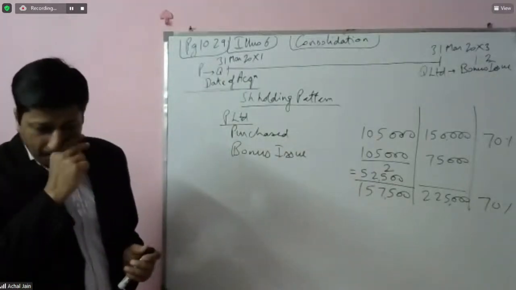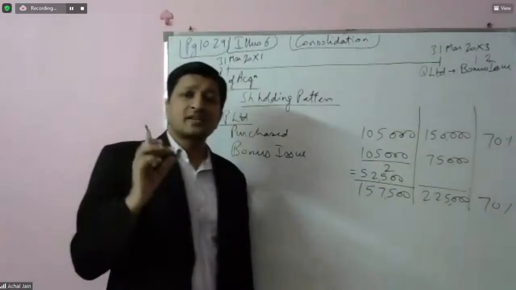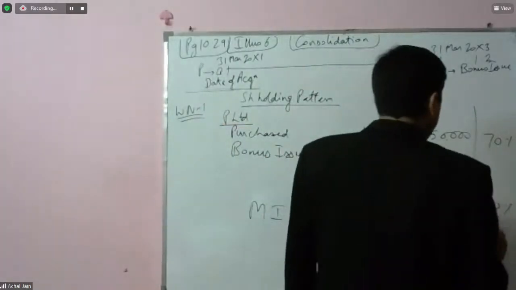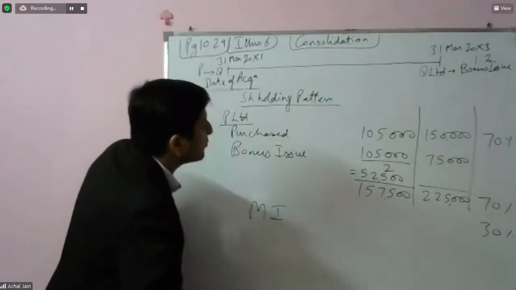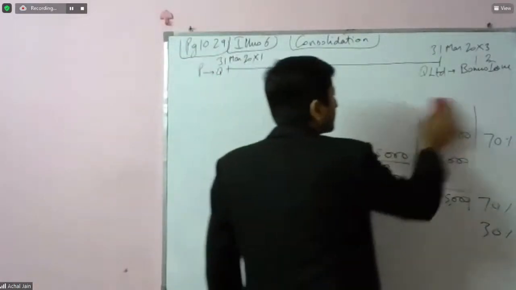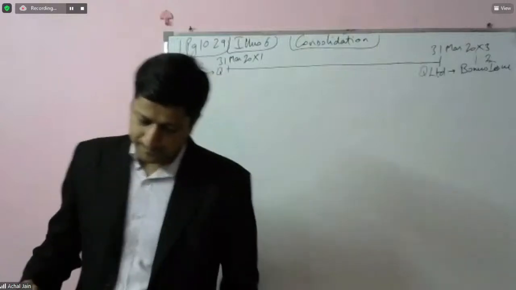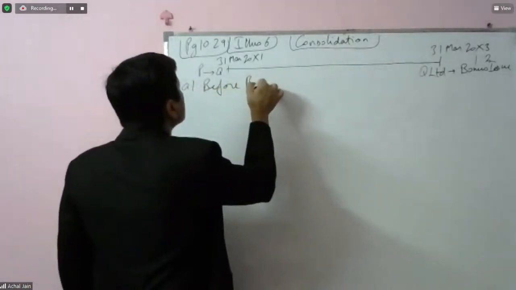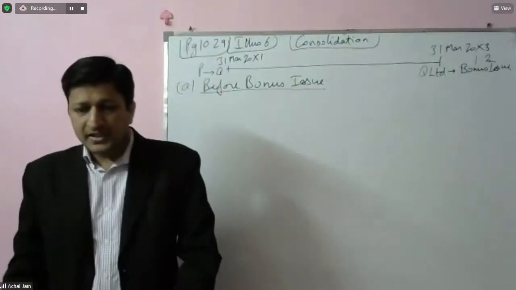So now you can say that this is the working note number 1. The share of P is 70%. Minority interest therefore will be 30%. Over here it was 30%, and over here again it is 30%. So minority interest has remained the same. Now we will get on to the calculation before the bonus issue. So part number 8, before bonus issue. Let's see what the adjustment is.